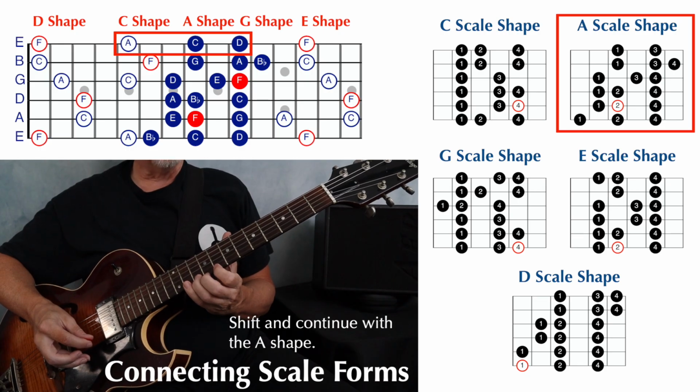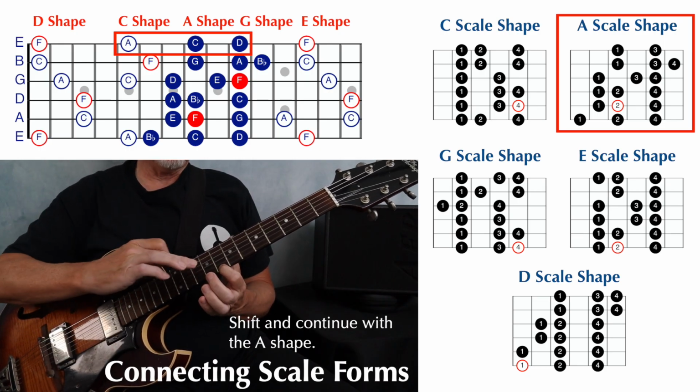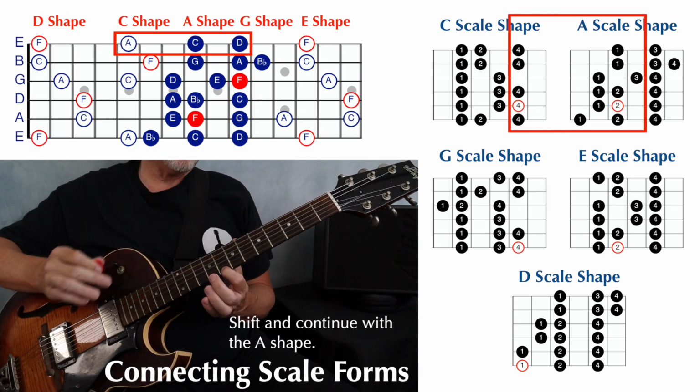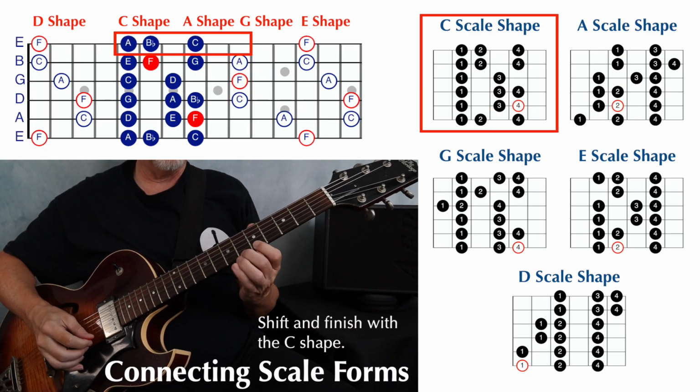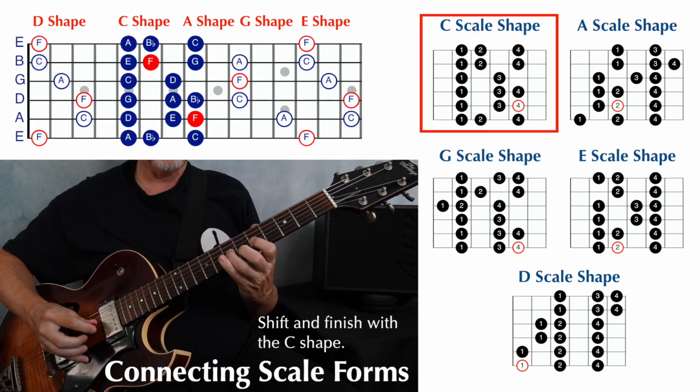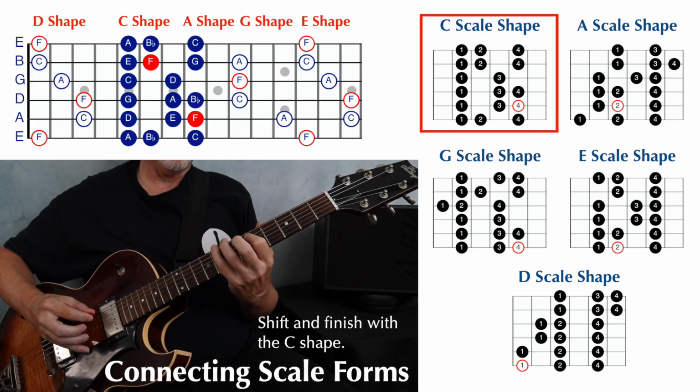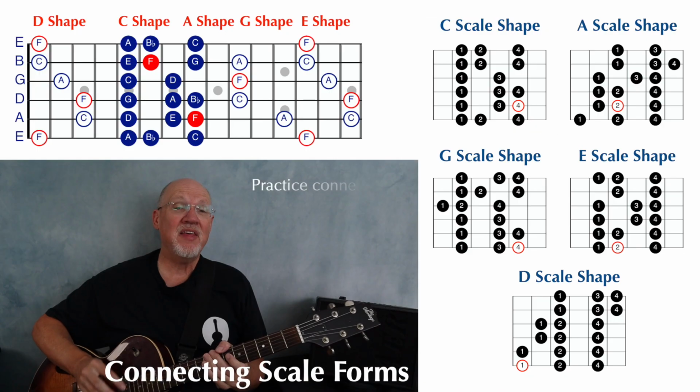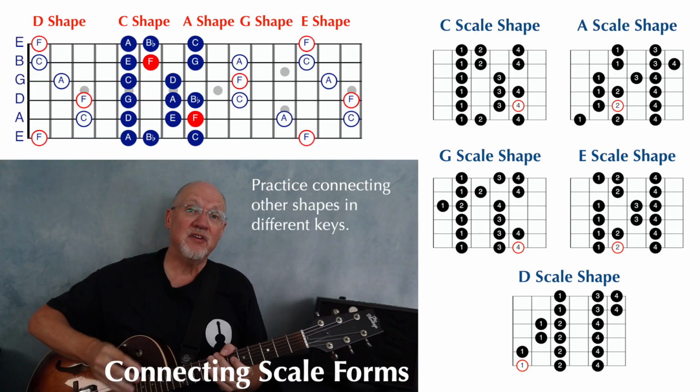Now we're going to play downward, but as soon as we run out of fingers, we're going to shift over to the first form. And then do that with the rest of the forms in different keys.